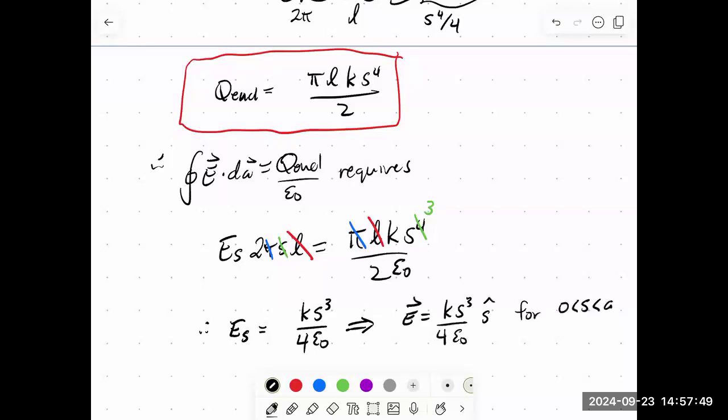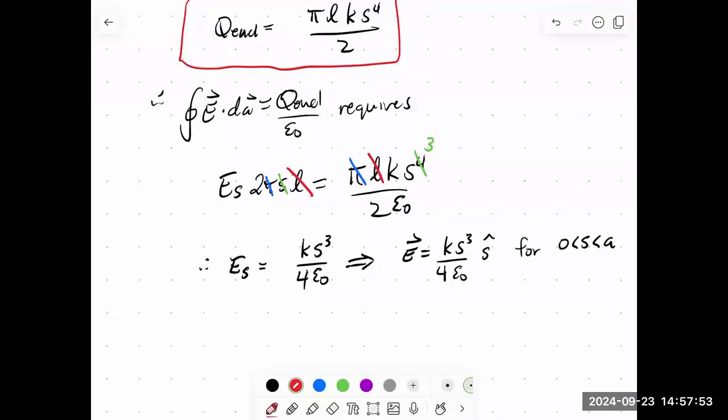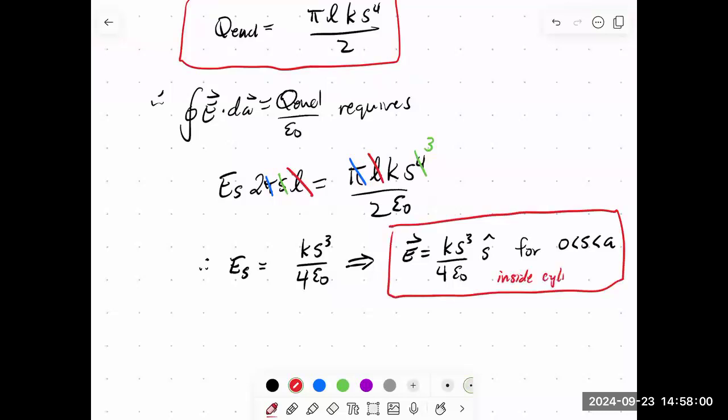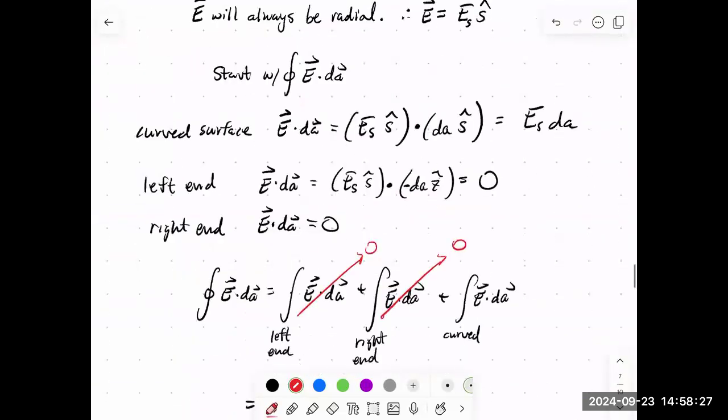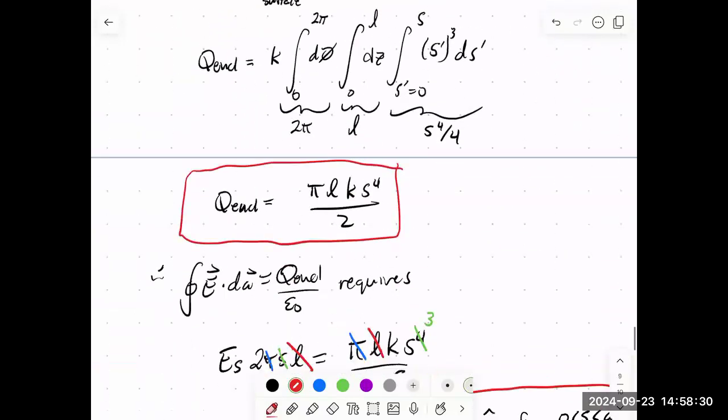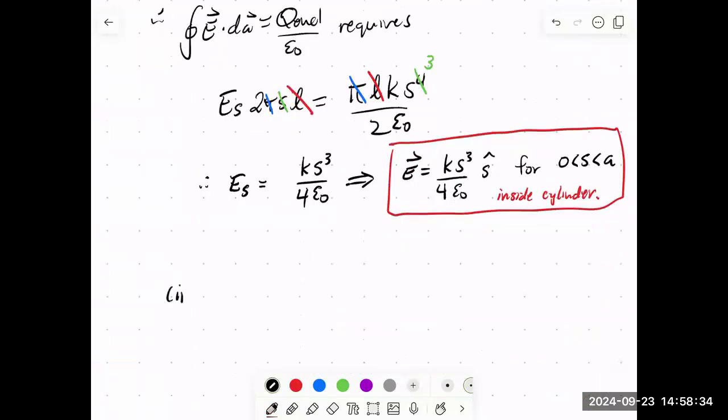And this is for points that are inside our cylinder. Okay. Is there any questions about that part of it? That makes sense? All right. So what I want to do is a point outside of the cylinder. But like I said, we're not going to repeat the integral part of the problem because that's the same. So this will be part two. S greater than A, this is a point outside.